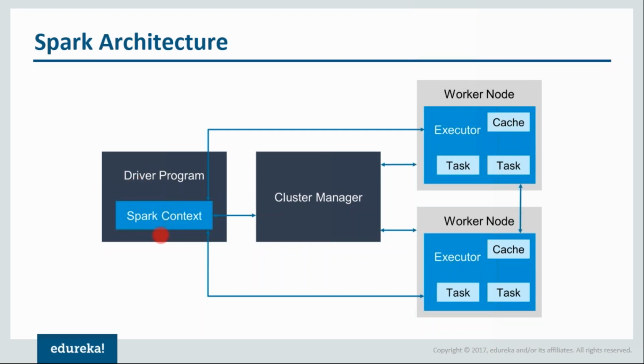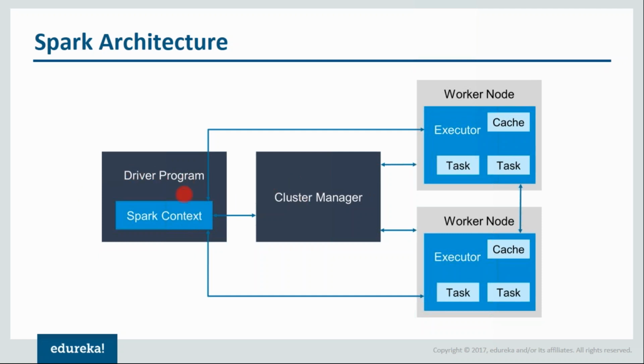So what is Spark context? Spark context represents the connection to the entire Spark cluster, and it can be used to create resilient distributed datasets, accumulators, and broadcast variables on that cluster. You should know that only one Spark context may be active per Java virtual machine, and you must stop any active Spark context before creating a new one. So let's talk about the driver program.